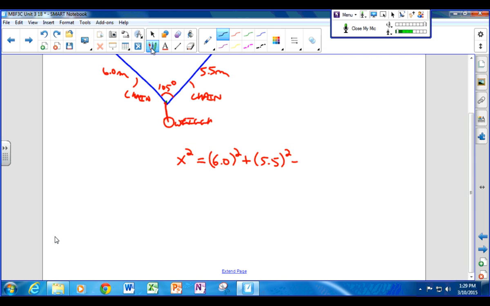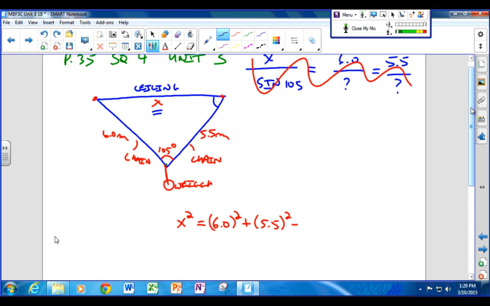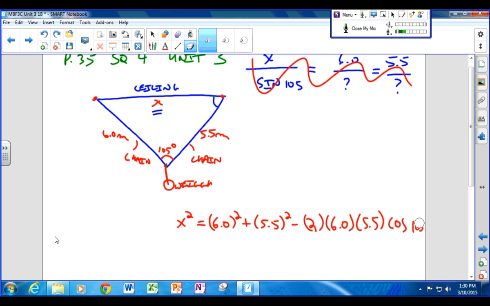I'm going to extend the page anyway and then scroll back. Sorry about all that. Okay, so minus 2 times, and this is the 6.0 and the 5.5 times the cos of the angle that we have, which is opposite the x squared, which is 105 degrees. Wow, just barely fit all that in there, but that's what we got. Now I'm just going to go back and fix up that last little bit here. cos 105 degrees. That's better.